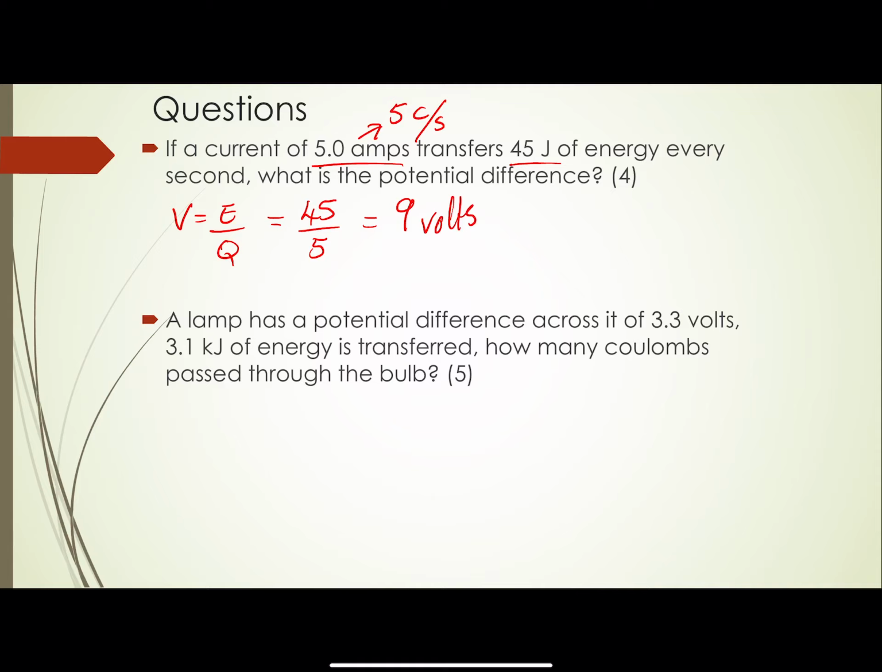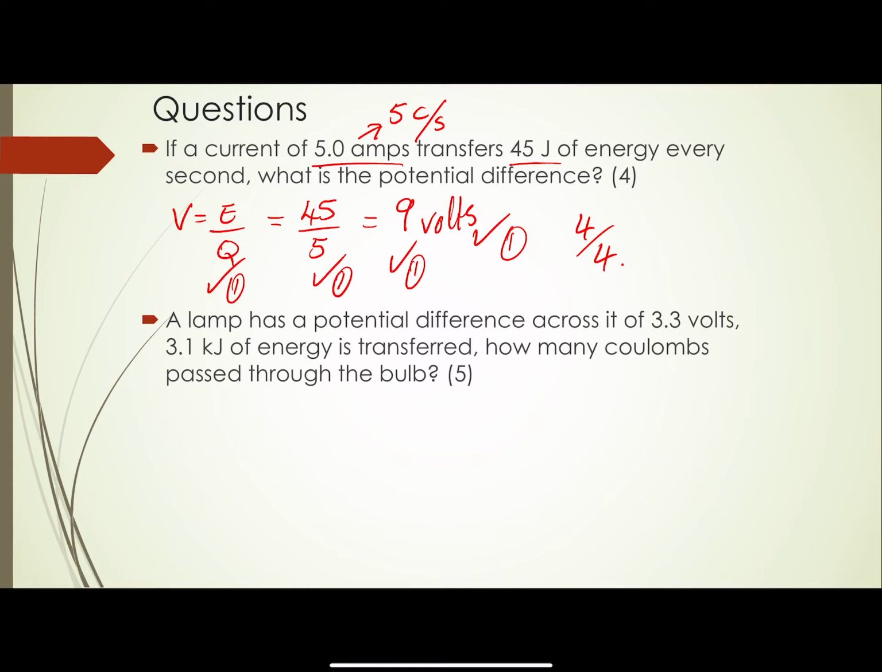So where are the marks? We've got 1 for the equation. We get 1 mark for the substitution, 1 mark for the correct answer, and 1 mark for the correct units at the end to give us 4 out of 4. Okay, I'll just give you a second to pause before you go through the second one.